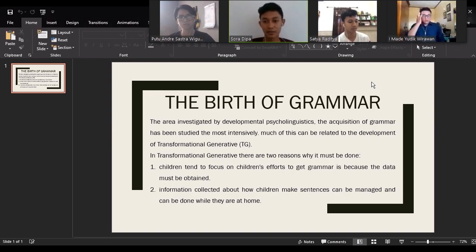First, children tend to focus on the effort to get grammar, because the data must be obtained. And the second is that information collected about sentences can be managed and can be done while they are at home. So for information, transformational grammar is a theory of grammar that accounts for the construction of language by linguistic transformation and phrase structure. Okay, that's all about my material. The next material will be explained by Andre.